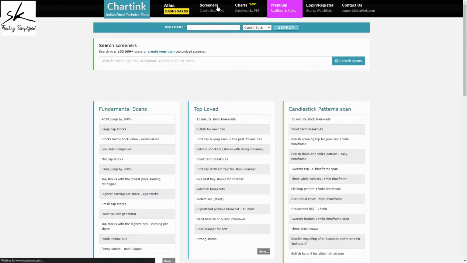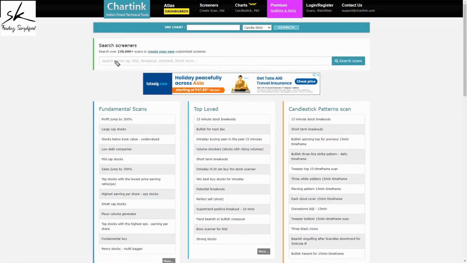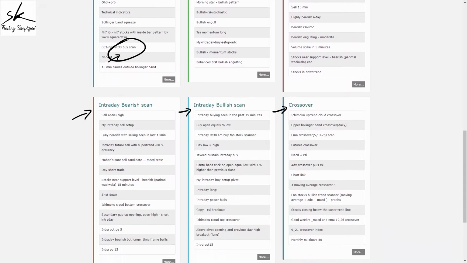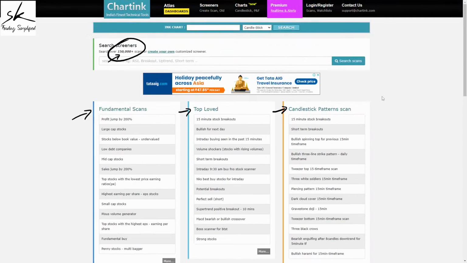If you go to the screener section on this website, you can see you have over 150,000 scanners listed. Some are based on fundamental analysis, top left, candlestick patterns. Then you have range breakouts, bullish scan, bearish scan. Then you have your intraday bearish, intraday bullish, crossovers, a number of scanners, a number of screeners, and this is just one particular website. Similarly, you'll have a number of websites, a number of scanner screeners.